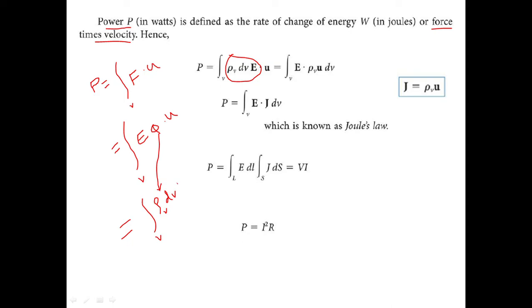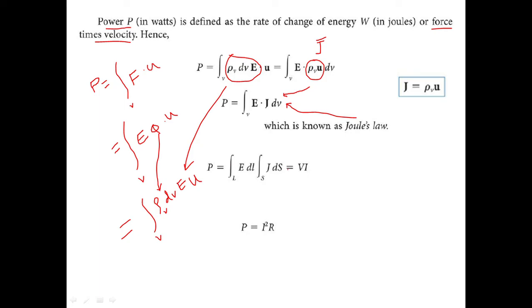Now what is left? That is E into U. So that is this equation, right? Which is equal to E dot rho V U, just rearranging this equation. So P is equal to, this is nothing but J vector. So we get the volume integral of E vector into J vector into dV, which is known as Joule's law. So this is important, Joule's law.